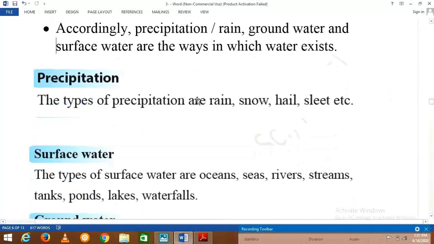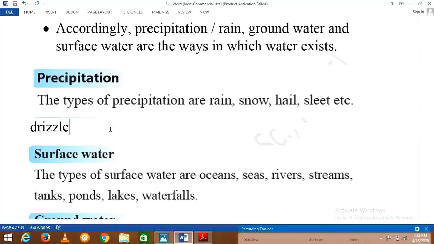What are the types of precipitation? They are rain, snow, hail, and sleet. So what we call as hail is small balls of ice. You know about rain and snow. And sleet is the rain with ice. And in addition to these, you can mention drizzle as well. That is rain in fine drops or fine particles.